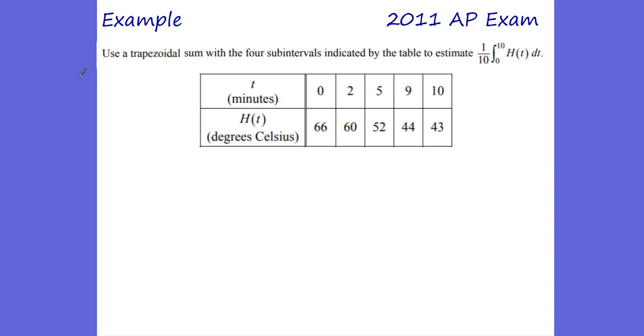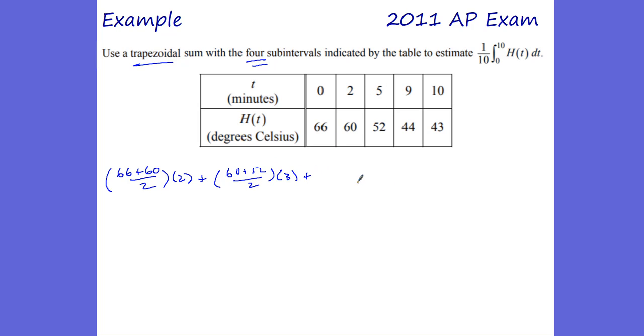Here's a 2011 AP exam, and this is an example where we're going to use a trapezoidal sum with 4 subintervals, going from 0 to 10. Now remember, what is a trapezoid? It's the height of the first plus the height of the second, so 66 plus 60 divided by 2 times your width. Your width is from 0 to 2. Then we're doing another trapezoid: 60 plus 52 divided by 2, the average, and the difference there is 3.